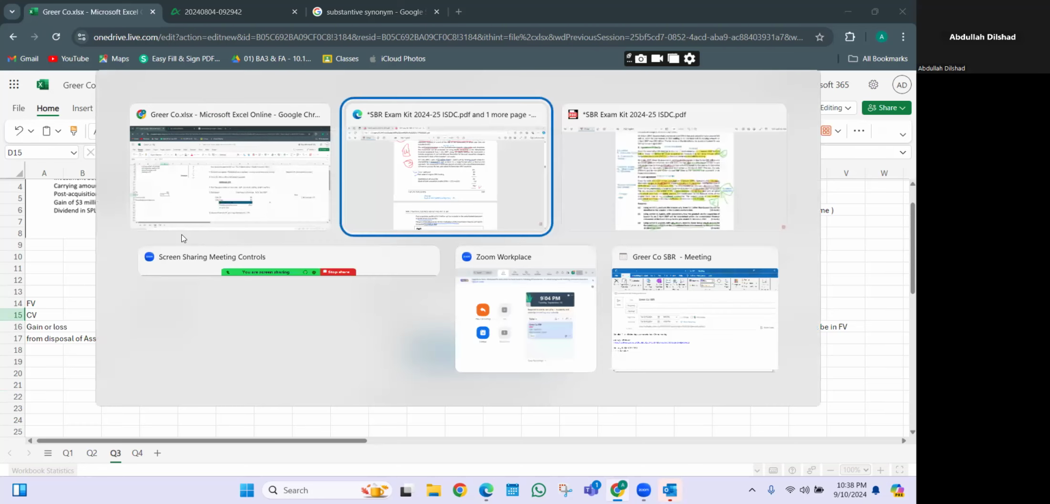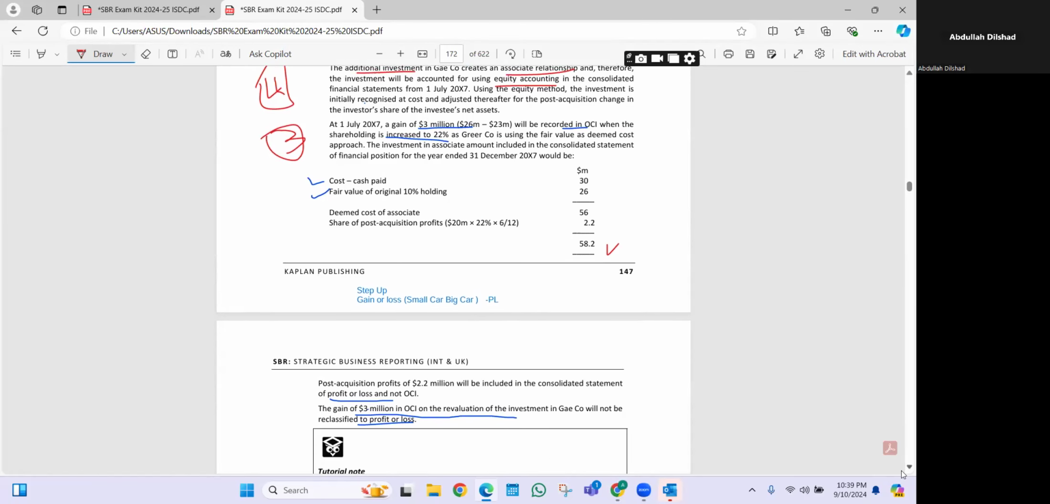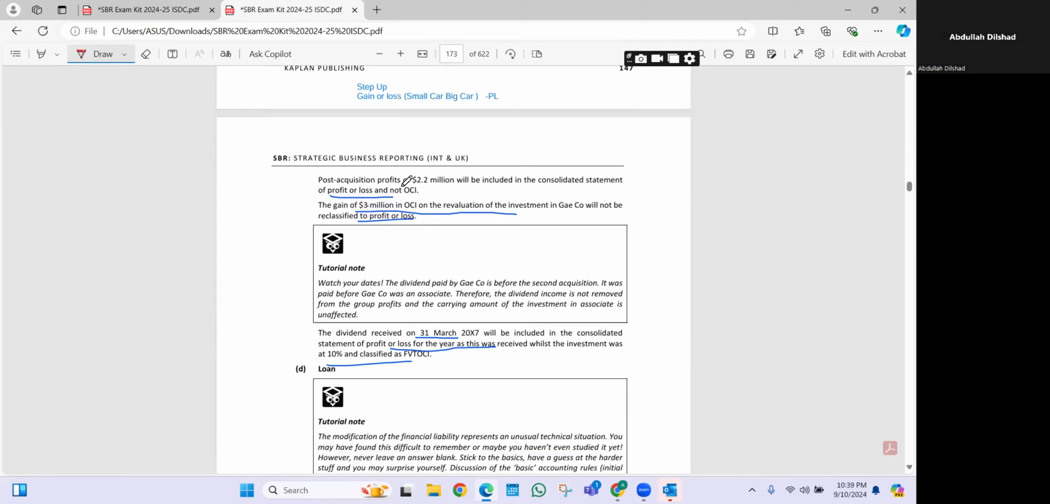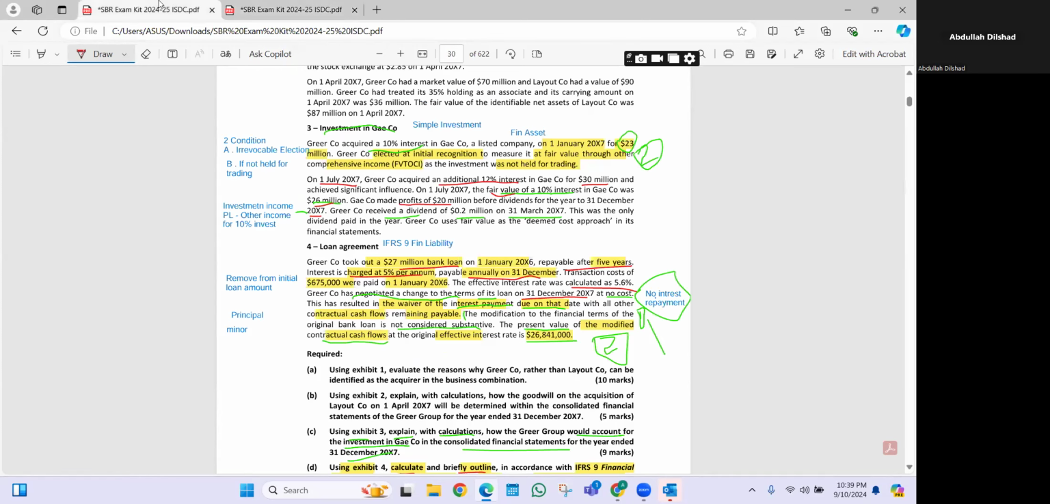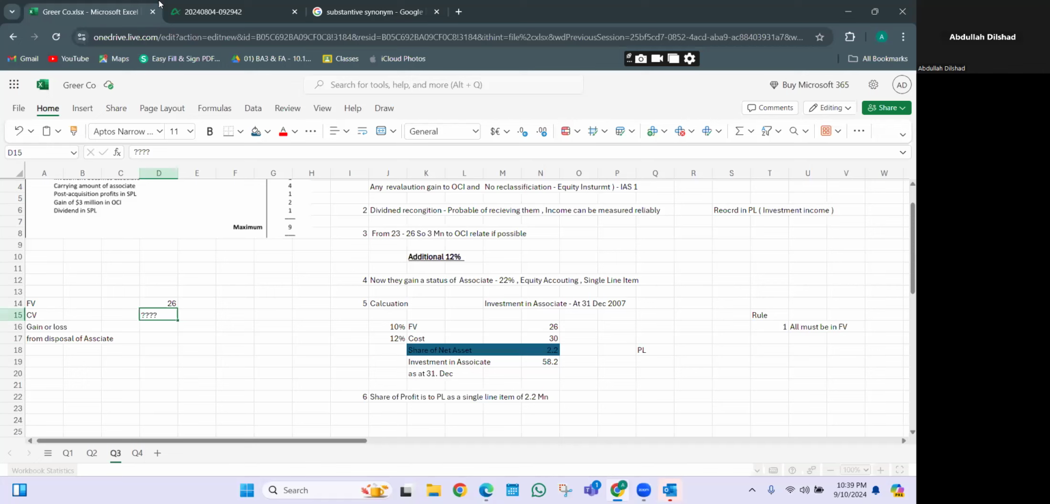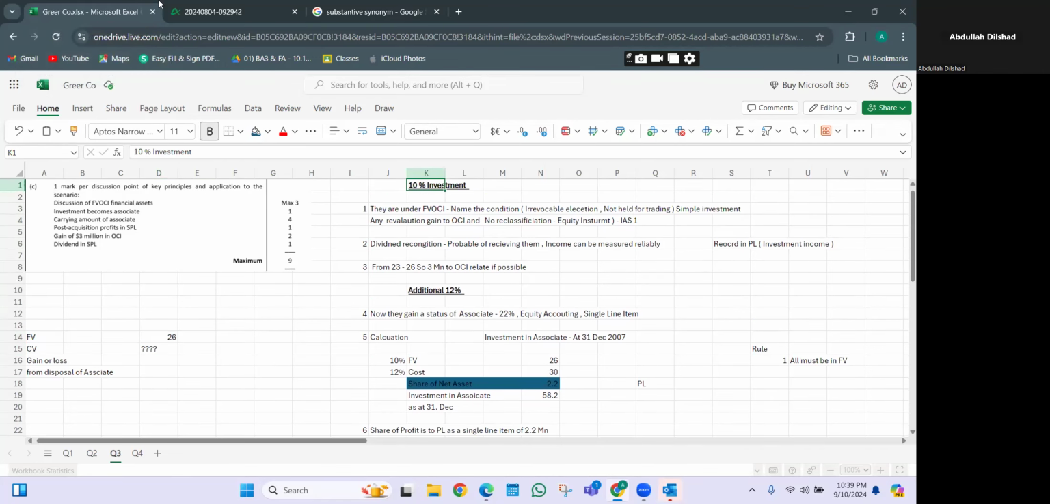All this you need to write. Post acquisition, you need to mention the 2.2 P&L, 1 mark. The gain or loss of 3 million for the 10%, I told you, that FVOCI one, and the dividend. If you mention all of this, you will be able to get at least 8 marks. I'm 100% sure of 8 marks. Why not? You can get 9 marks as well.